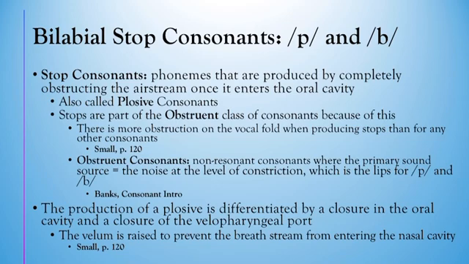The production of a plosive is differentiated by a closure in the oral cavity and a closure of the velopharyngeal port. That is, the velum is raised to prevent the breath stream from entering the nasal cavity.